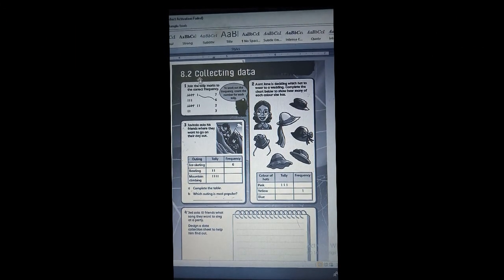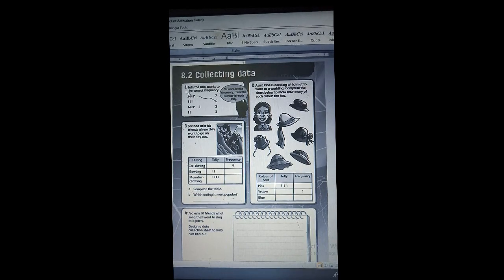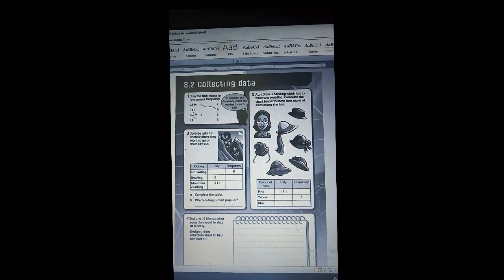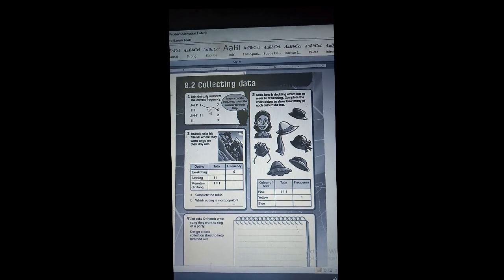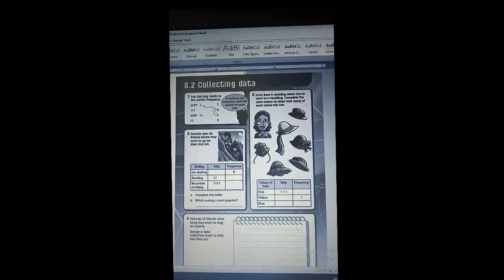Today we will learn collecting data from your book. Now look at here number 1. The heading of number 1 is join the tally marks to the correct frequency. On the left side, the lines which you see are called tally, and on the right side the number is called frequency. We have to join them. At first we have to count the tally and then we have to join.